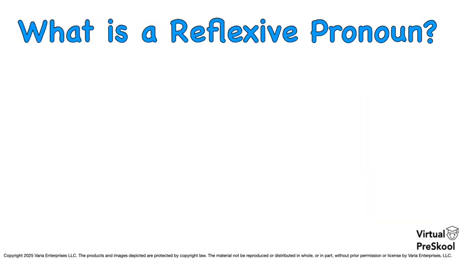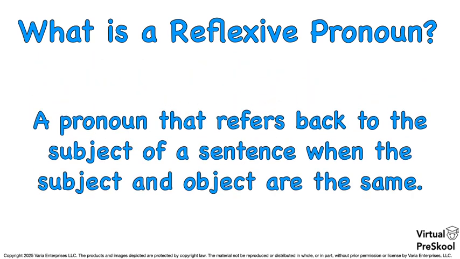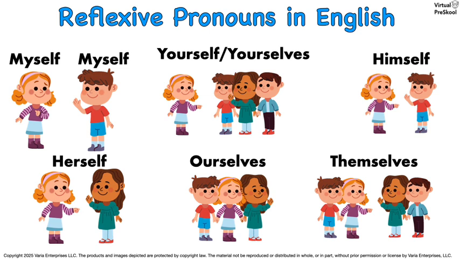Now, let's put the words reflexive and pronoun together to understand what a reflexive pronoun is. It's a pronoun that refers back to the subject of a sentence where the subject and object are the same person or entity. So these are reflexive pronouns in English. All of the selves: myself, yourself, himself, herself, ourselves, and themselves.